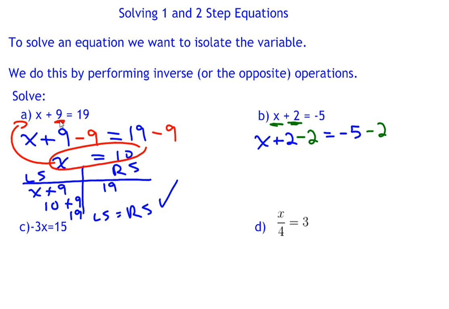Positive 2 take away 2 is nothing, leaving us with x on the left. Negative 5 take away 2 is negative 7. Again, we could do a left side, right side check. I'll leave that for you to try.